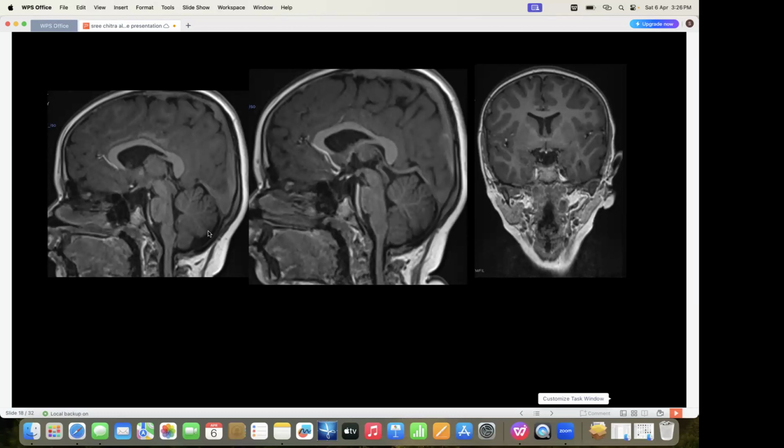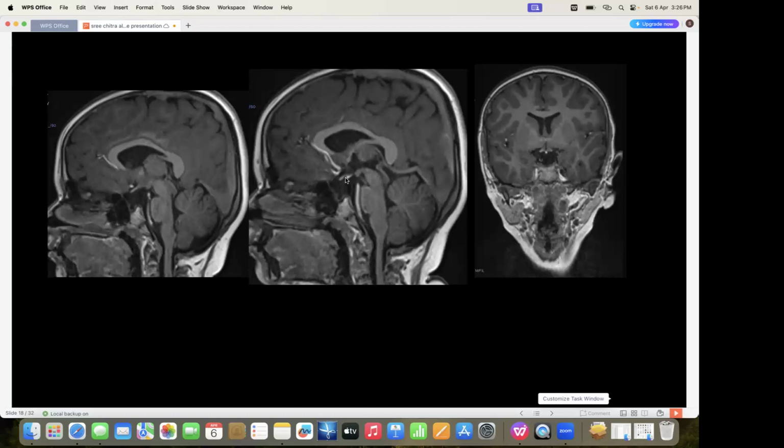The pituitary appears small. Yes, correct. Pituitary is small. No bright spot visible. Can you find out where the bright spot is? This is the AC. Okay, AC is seen as hyperintensity. So the vessels are seen here.